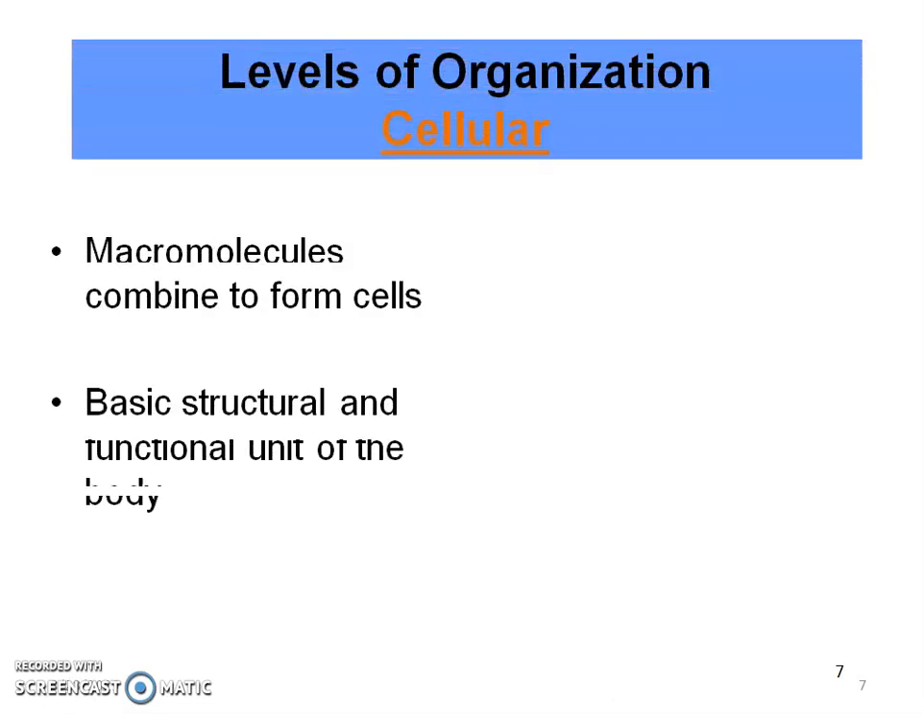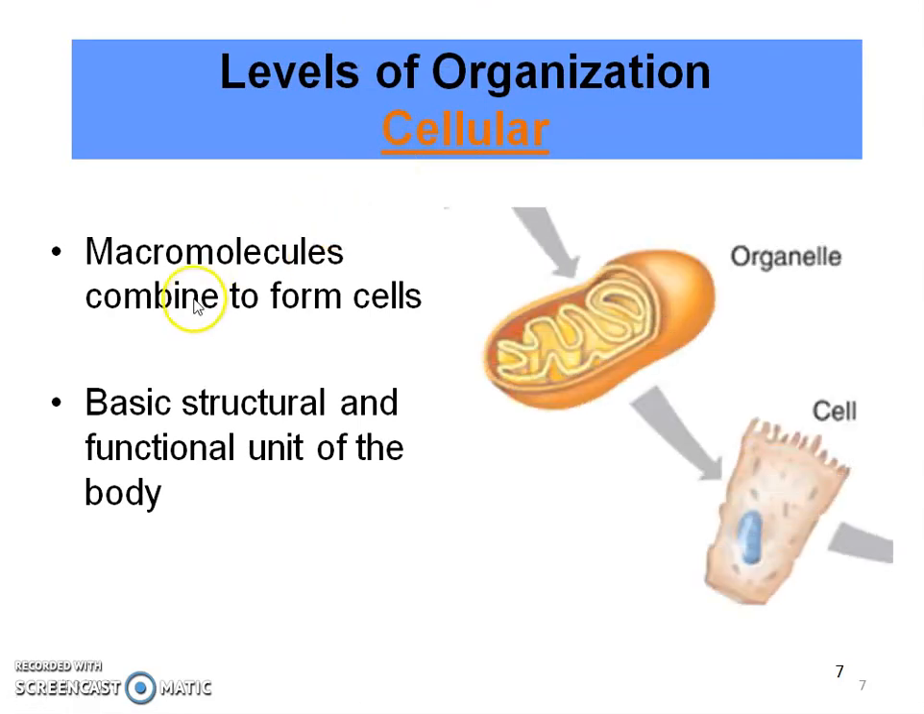In the second step, the level of organization requires some cellular composition. Macromolecules combine together and form organelles like the mitochondria, ribosomes, Golgi apparatus, etc. The basic structural and functional unit of the body is called the cell. These organelles are combined together and form a cell. It means this cellular composition is also responsible for the development of the human body.